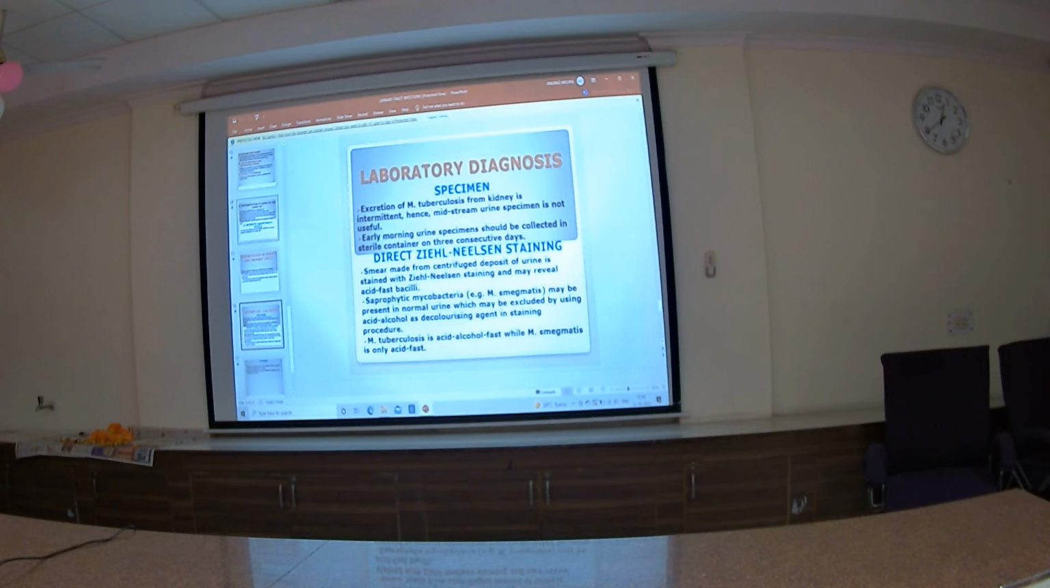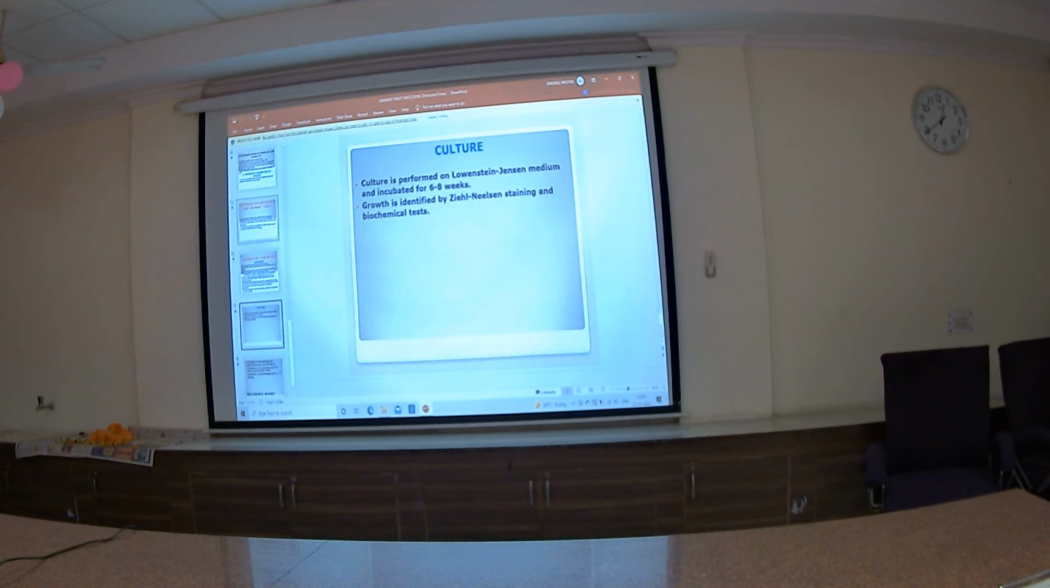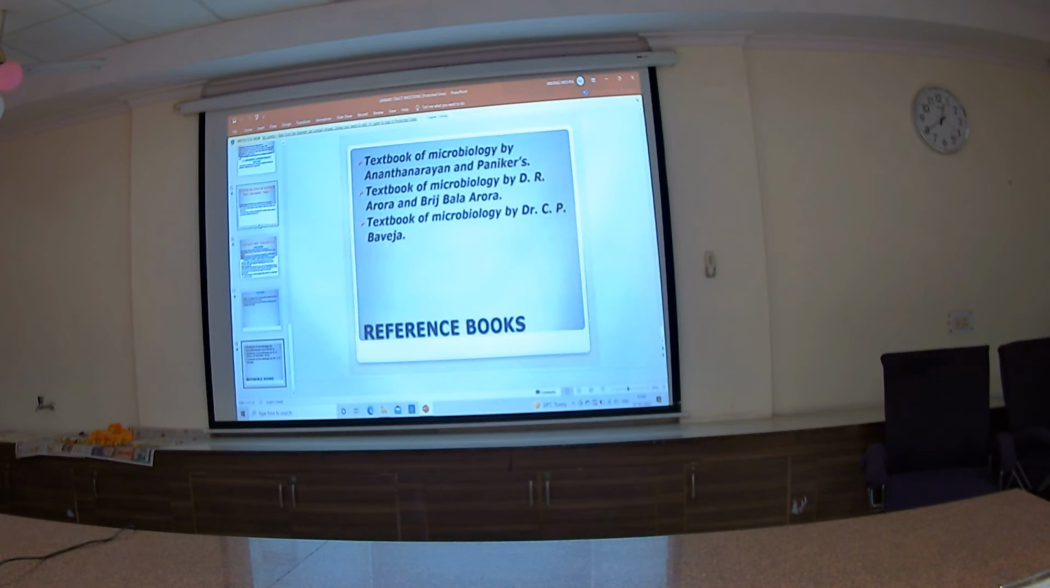Culture is performed on Lowenstein-Jensen media, which is incubated for 6 to 8 weeks, and the growth is identified by ZN staining and other biochemical tests.